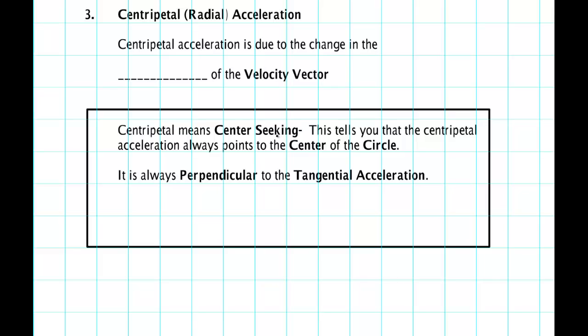This is something we didn't have in straight line motion. If you have a curved path, you are guaranteed to always have this type of acceleration. This type of acceleration where the direction changes is known as centripetal or radial acceleration. And centripetal acceleration is due to the change in the direction of the velocity vector.